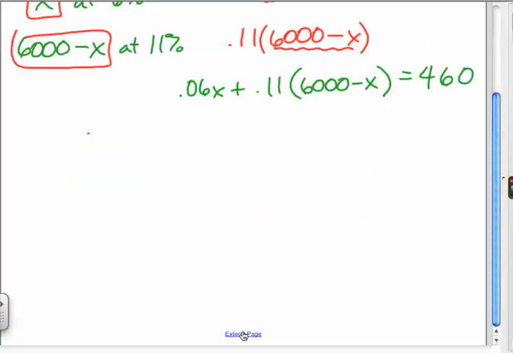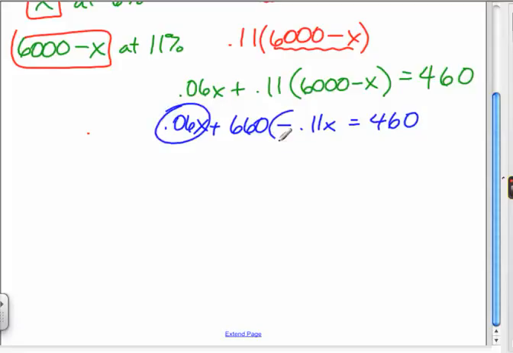Okay? All right, well, let's see. You guys don't have to multiply to get rid of those decimals, right? You've got calculators. Just figure it out. This is 0.06x, 0.06x plus, what's 0.11 times 6,000? Plus 660 minus 0.11x is equal to 460. Okay? Now what? What do I do next? CB? Combine like terms. This and that. When I put those two things together, raise your hand, what do I get? Will?